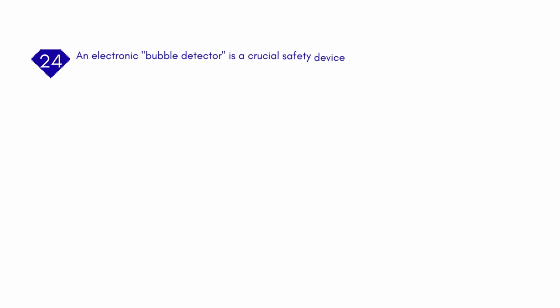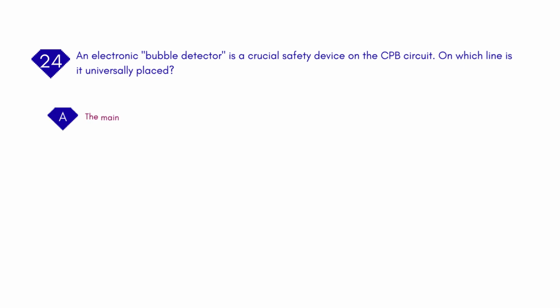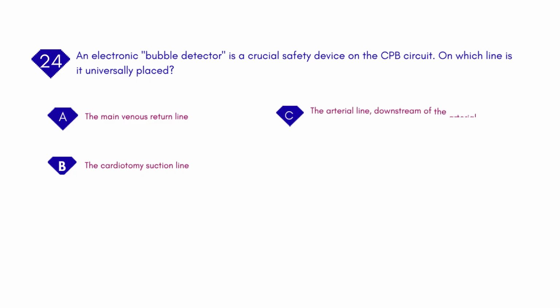An electronic bubble detector is a crucial safety device on the CPB circuit. On which line is it universally placed? A. The main venous return line. B. The cardiotomy suction line. C. The arterial line, downstream of the arterial line filter. D. The water lines of the heat exchanger.